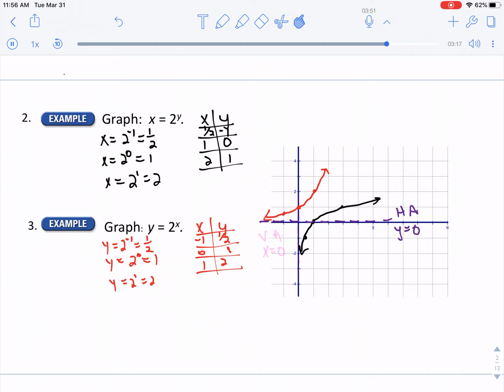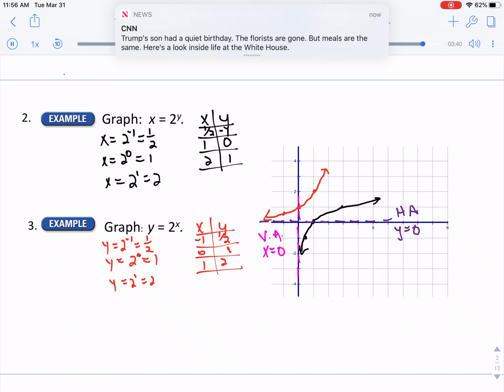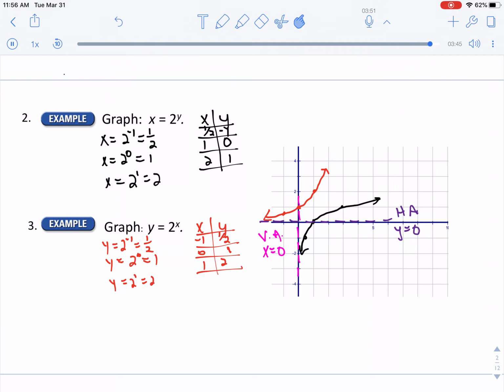Now then, when we do the inverse of it, where we do x equals 2 to the y power, our asymptote now is not a horizontal asymptote anymore. It's a vertical asymptote. And that vertical asymptote, which I'm showing you here in pink, is the x equals 0 line. That's your vertical asymptote. So the x equals 2 to the y power, which is going to be our log function, has a vertical asymptote, but the exponential function has a horizontal asymptote.